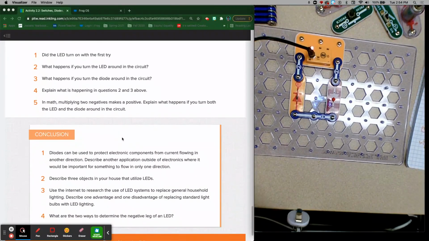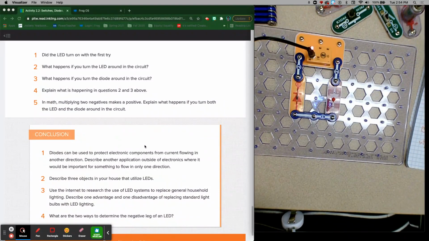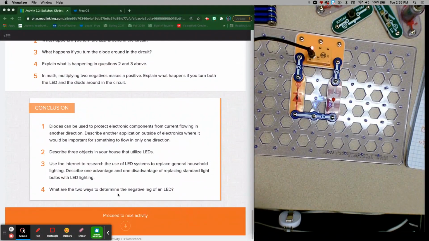And now we are to our conclusion. So number one, diodes can be used to protect electronic components from current flowing in another direction. Describe another application outside of electronics where it would be important for something to flow in only one direction. Describe three objects in your house that utilize LEDs. Use the internet to research the use of LED systems to replace general household lighting. Describe one advantage and one disadvantage of replacing standard light bulbs with LED lighting. And what are the two ways to determine the negative leg of an LED?